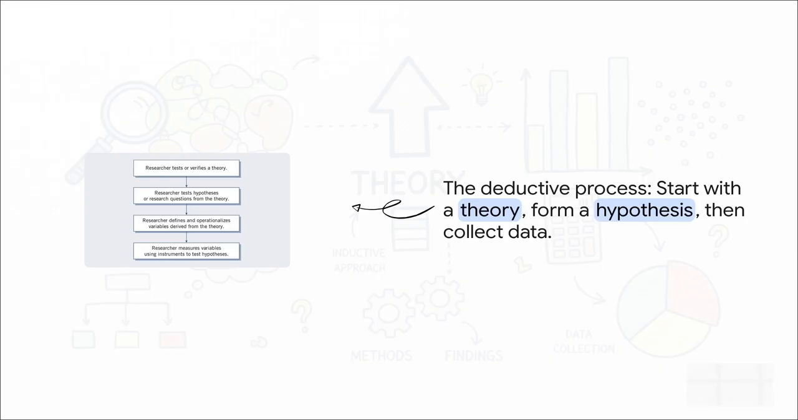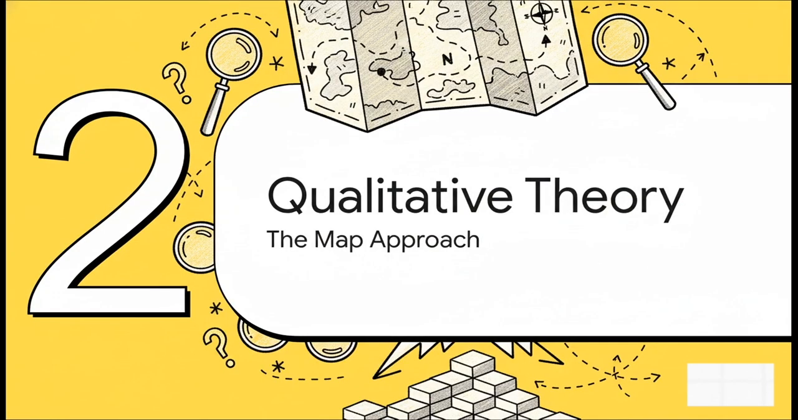From there, you get more specific and form a testable hypothesis. Then you figure out exactly how to measure everything, and finally, you collect the data to see if you were right. That is the deductive or blueprint method in a nutshell. All right, time to flip the script.